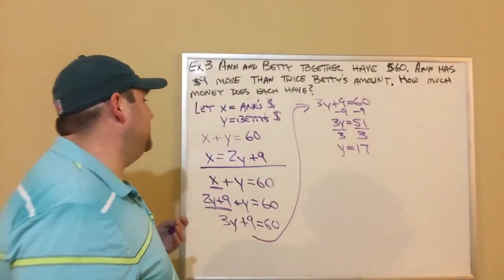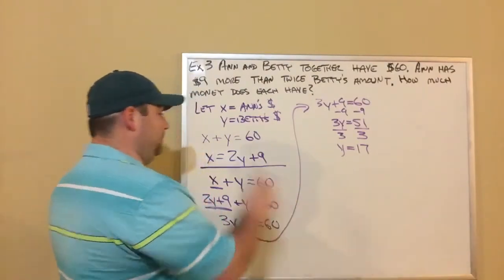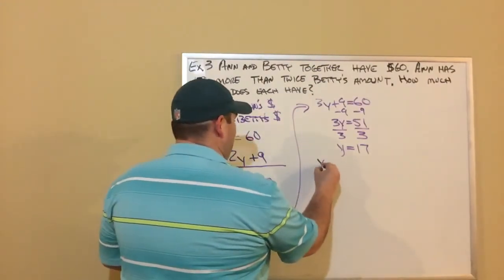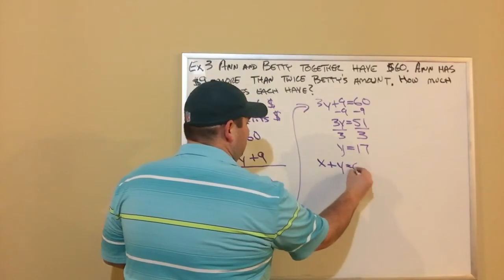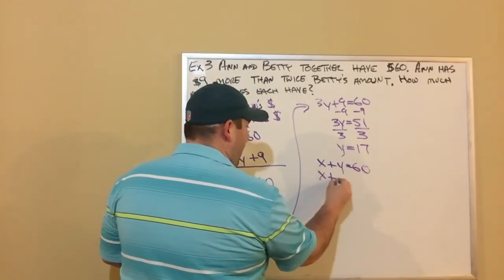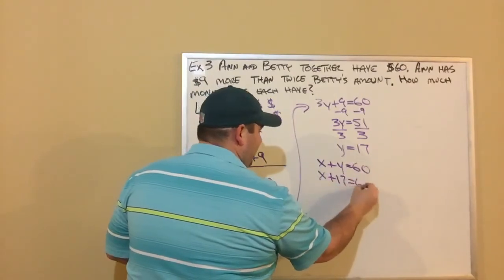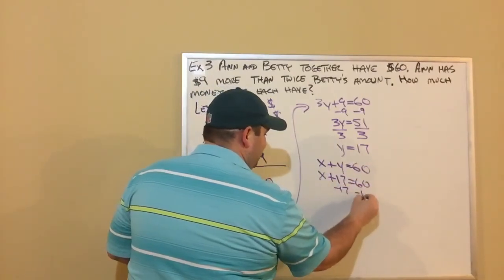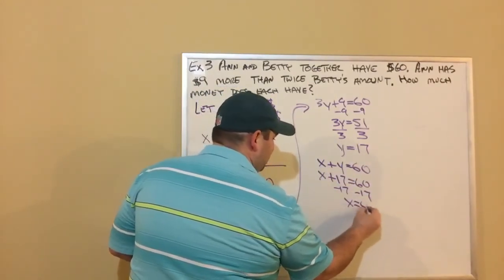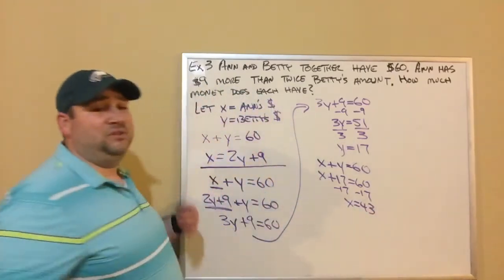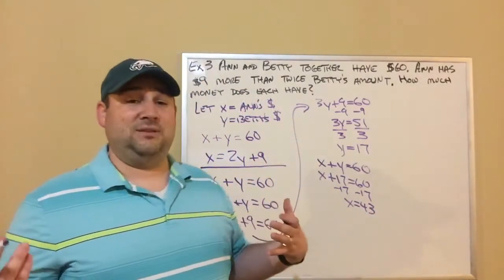Now I can figure out Ann's amount by plugging it into the first equation: X plus Y equals 60. In place of the Y, I'm going to put 17, because Y equals 17. Then I subtract 17, and X equals 43. So we figured out that Ann has $43.